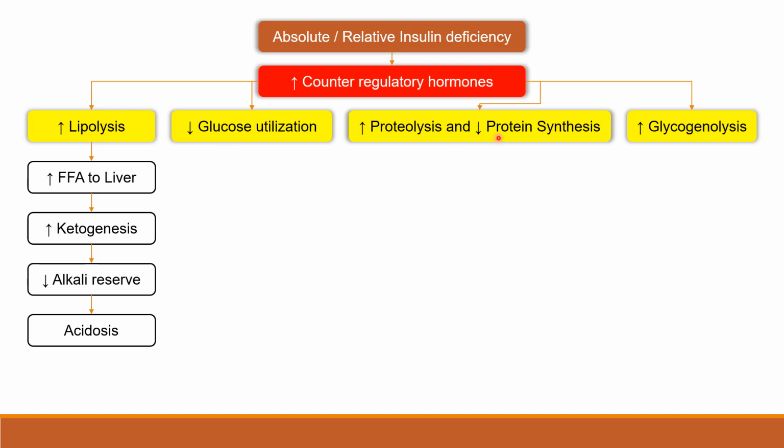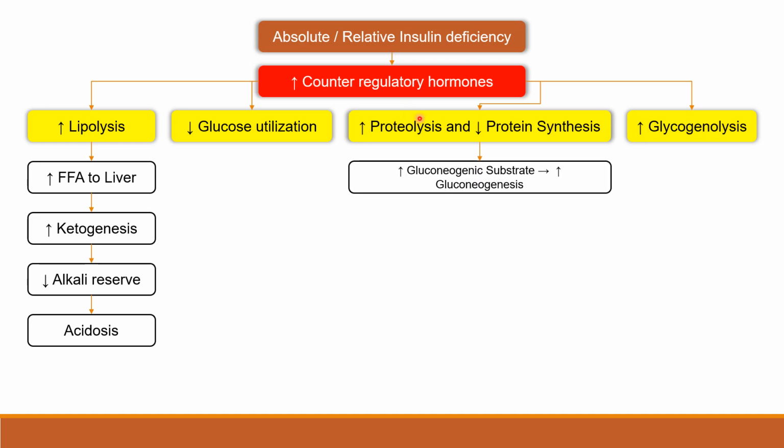Second, increased proteolysis and decreased protein synthesis. Increased breakdown of protein leads to increase in the gluconeogenic substrates, or those amino acids which can take part in gluconeogenesis, so that the gluconeogenesis rate increases. Gluconeogenesis means glucose is getting formed from newer substrates. So what does it ultimately lead to? It ultimately leads to increased production of glucose, that is hyperglycemia.